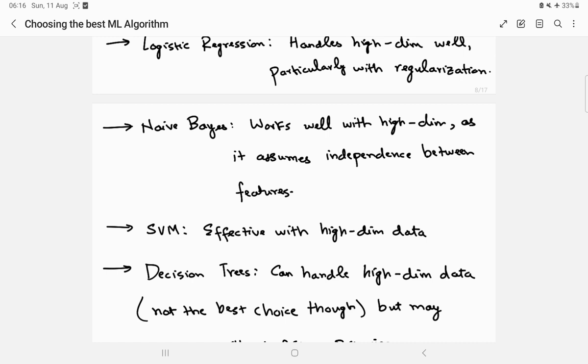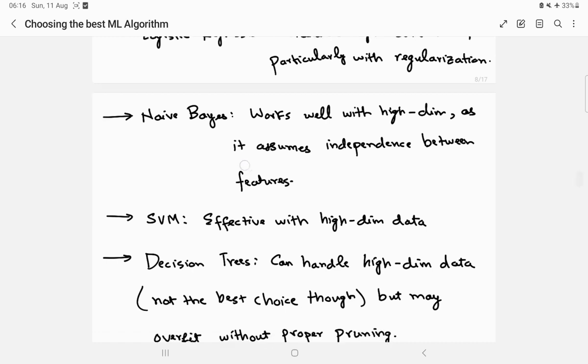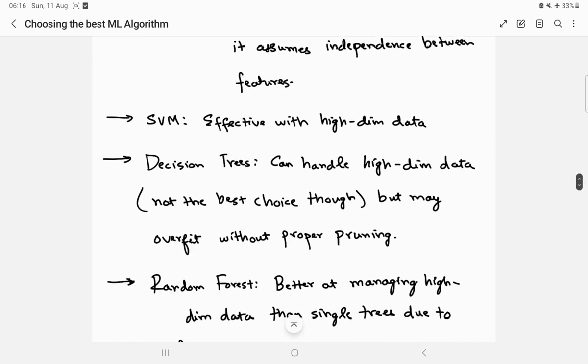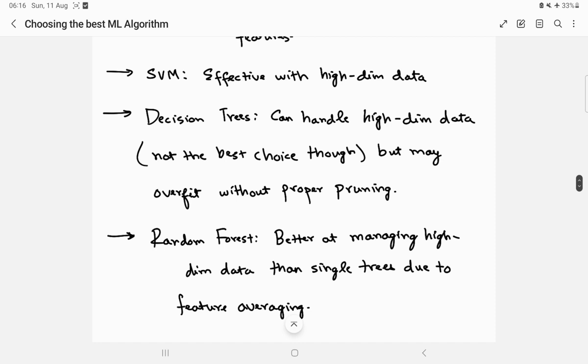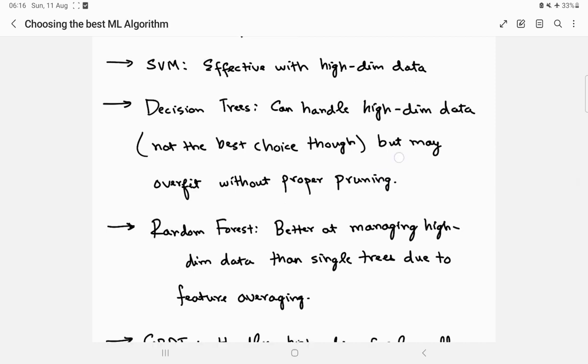When it comes to naive Bayes, naive Bayes can work well with high dimensionality as it assumes independence between your features. That is one of the assumptions that naive Bayes makes. For SVM, it's pretty effective with high dimensional data, especially with linear kernels that we can use. For decision trees, it can also handle high dimensional data, but it may overfit without proper pruning. And that's what we have been discussing throughout, that if you train a decision tree which is too deep, it can be prone to overfitting.